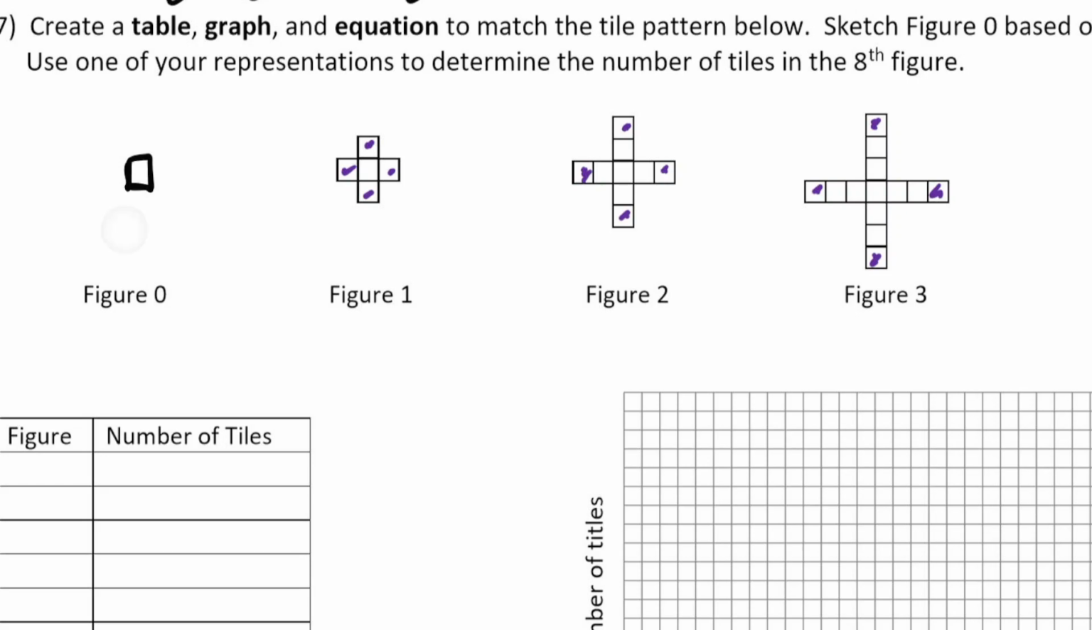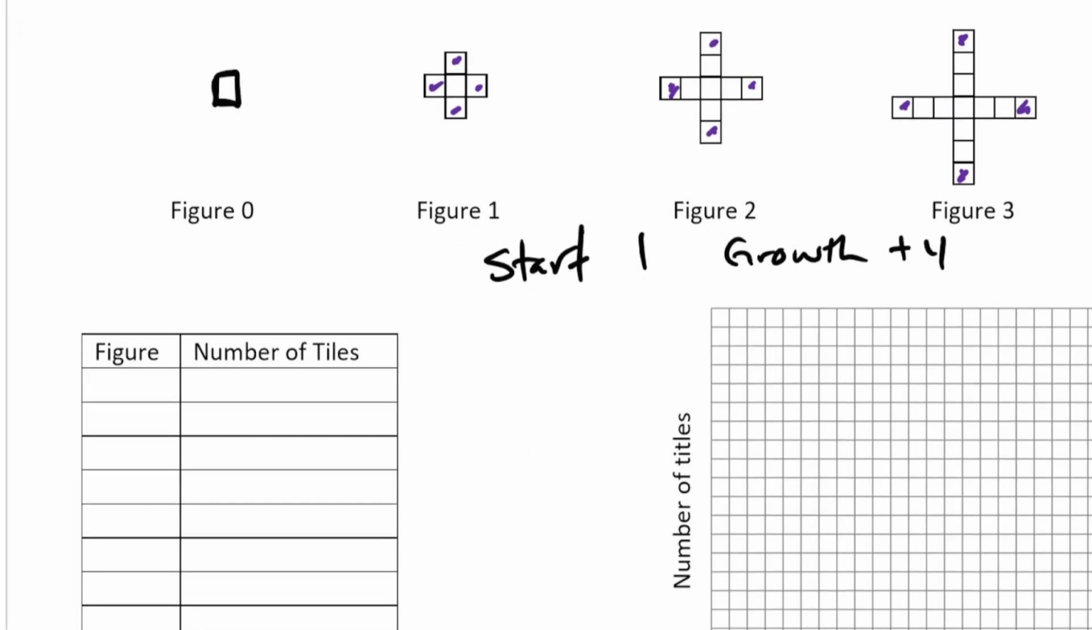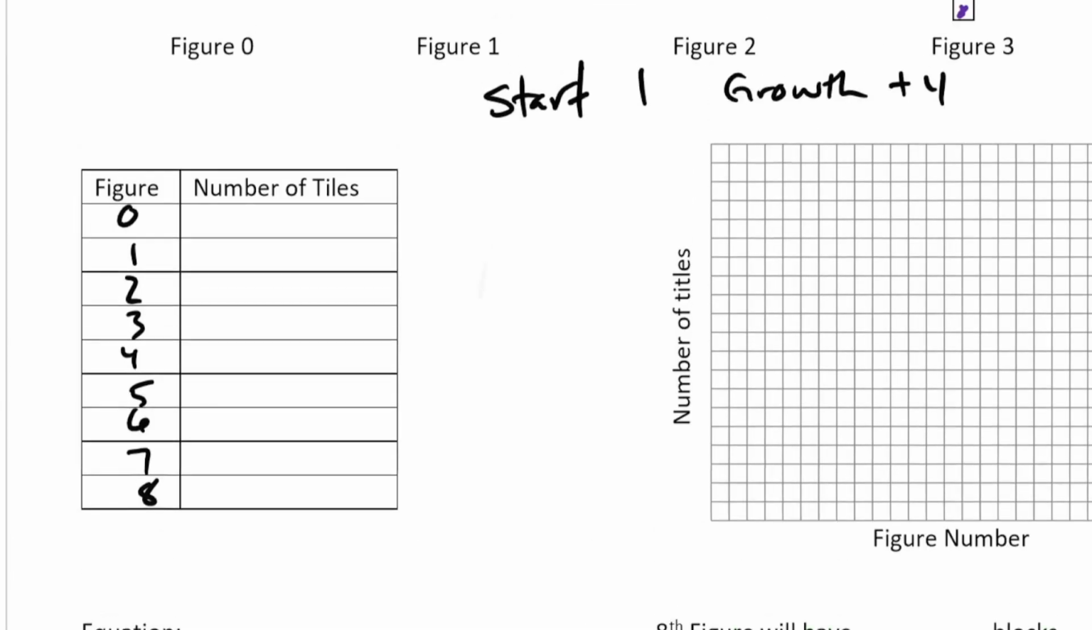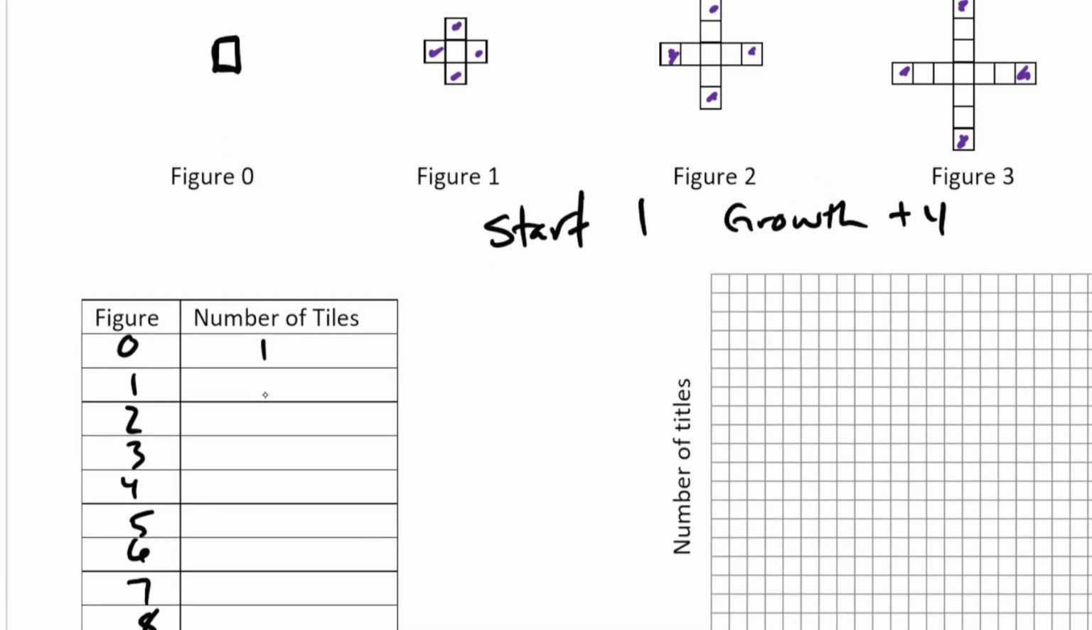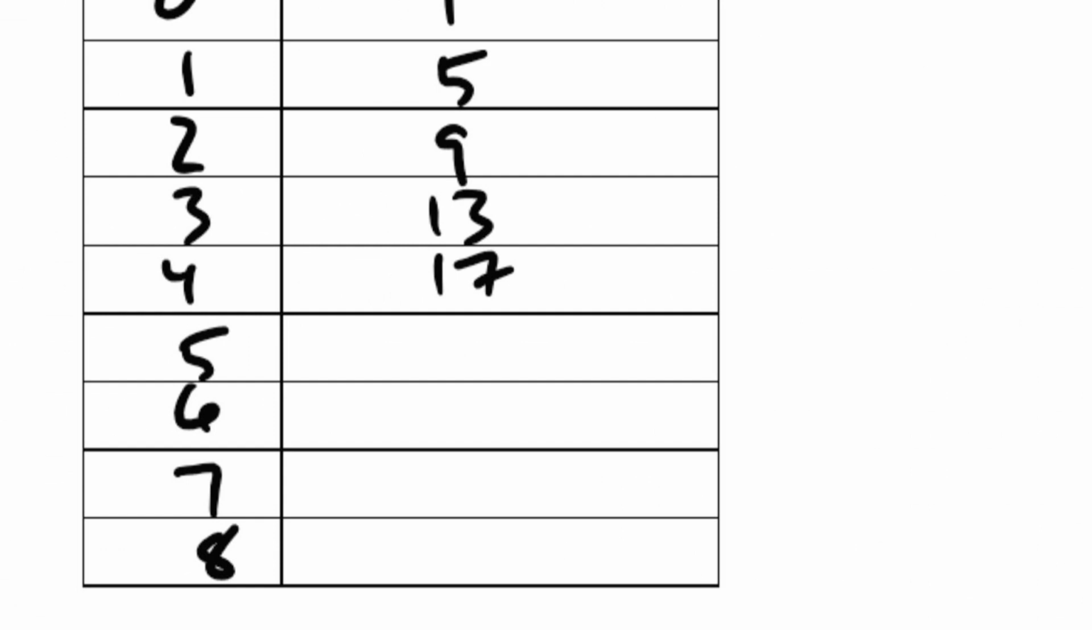So I can see here, where am I starting? I'm starting at 1. Oh, this is funny. This is kind of chapter 2 also. I'm starting at 1. And how am I growing? My growth is plus 4. So if I was to write this as a table, figure 0, 1, 2, 3, 4, 5, 6, 7, 8. Figure 1 had 1, and then I went to 5 because I had 4, and then 9, and then 13. What am I adding for? And then 17. 17 plus 4 is 21.